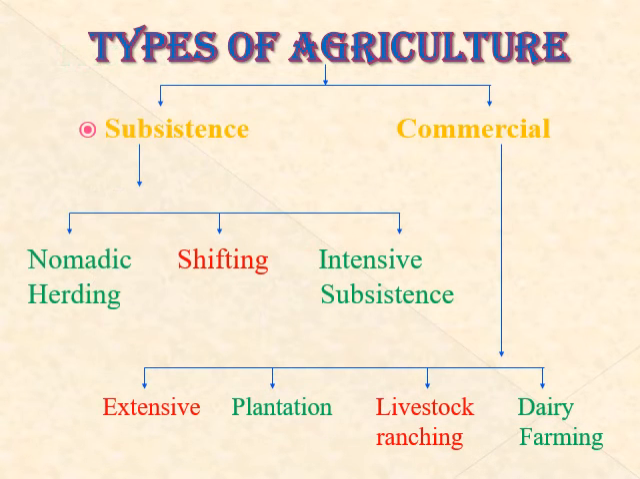Next point is types of agriculture. Students, according to environmental conditions in the world, many types of agricultural patterns prevail. Students, broadly, agriculture may be divided into two categories: subsistence agriculture and commercial agriculture. Okay, students, before we discuss them in detail, let us have a look at the given classification.